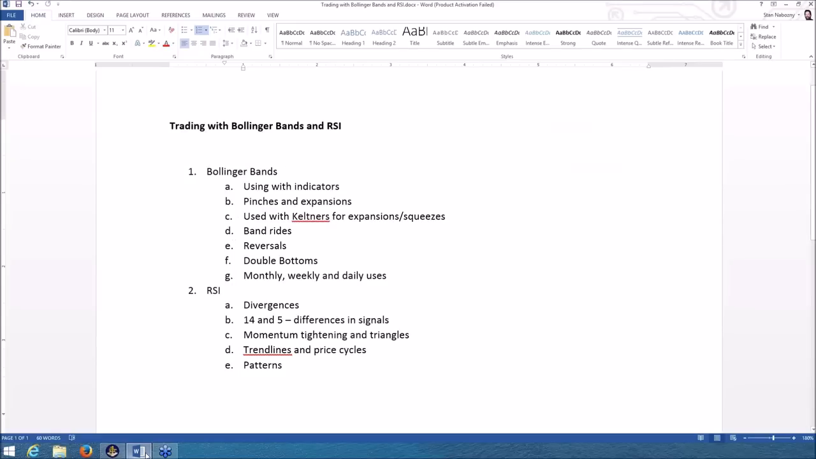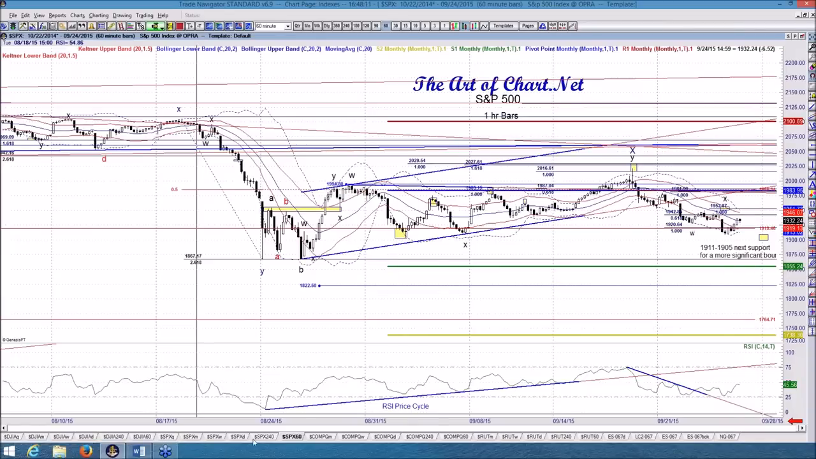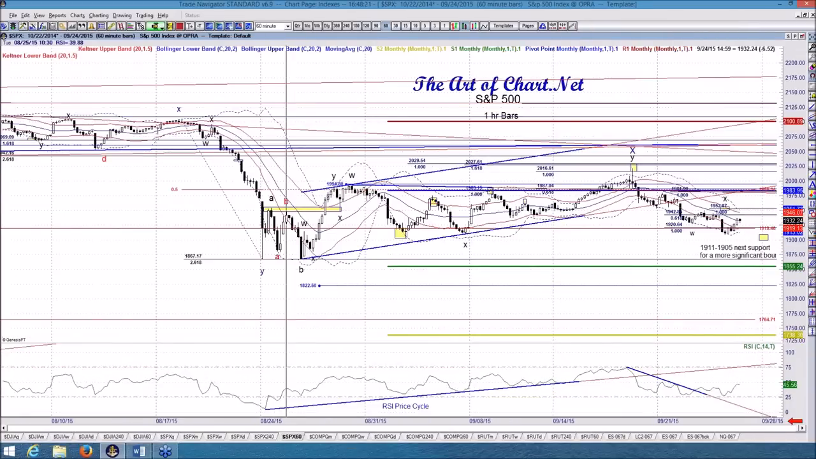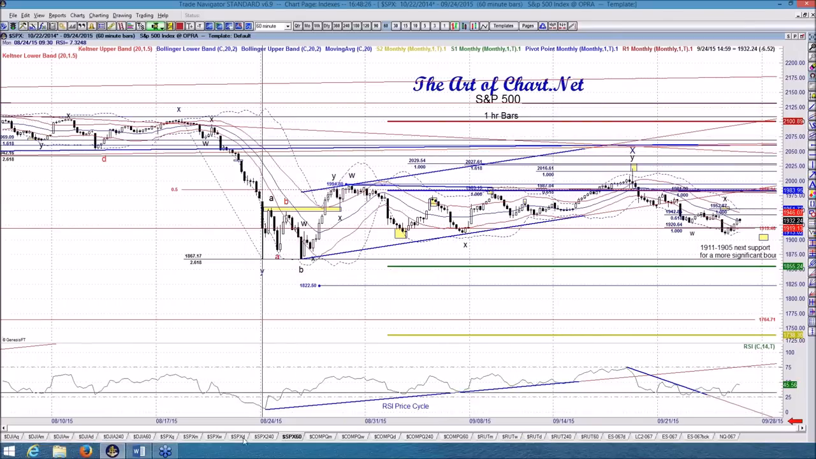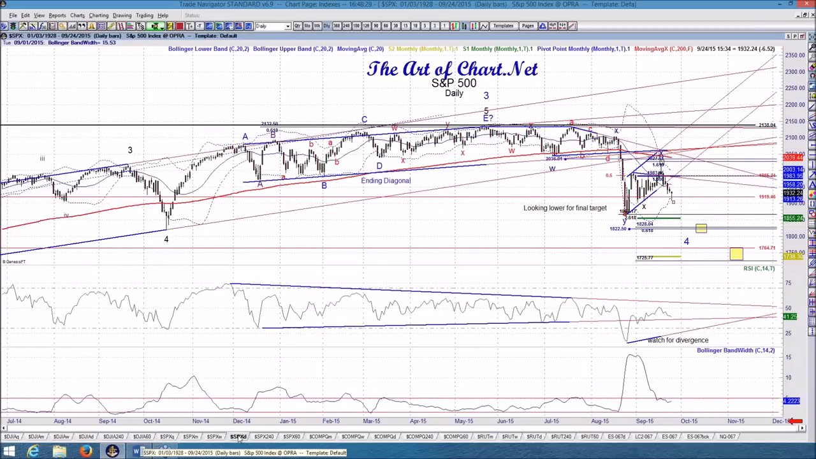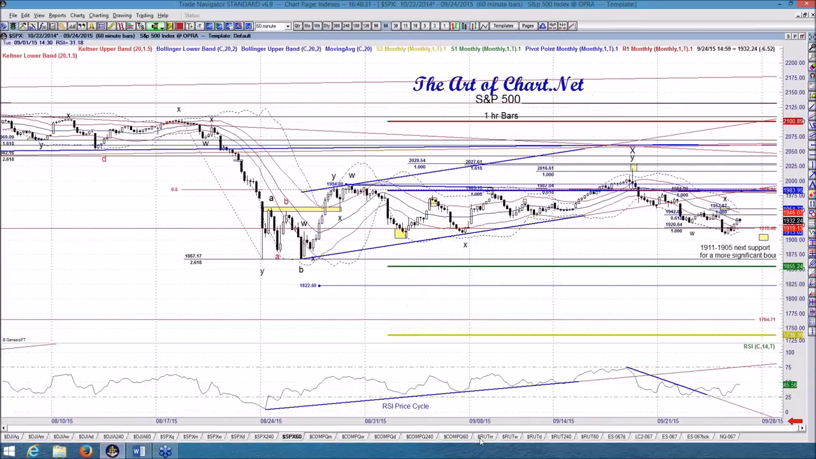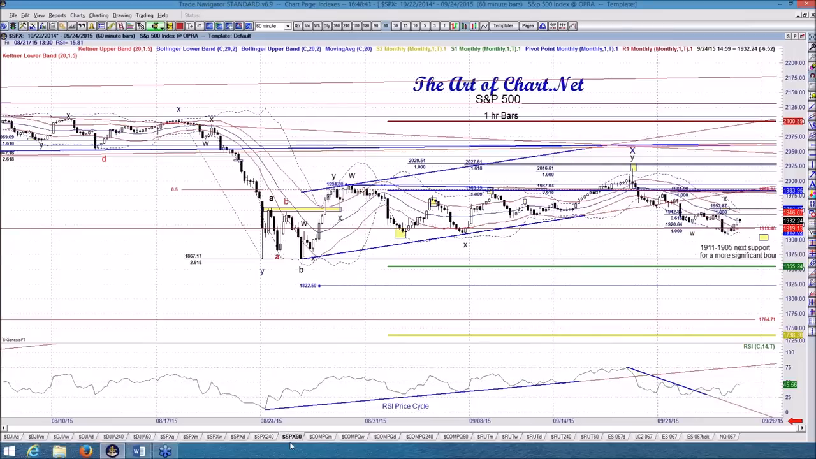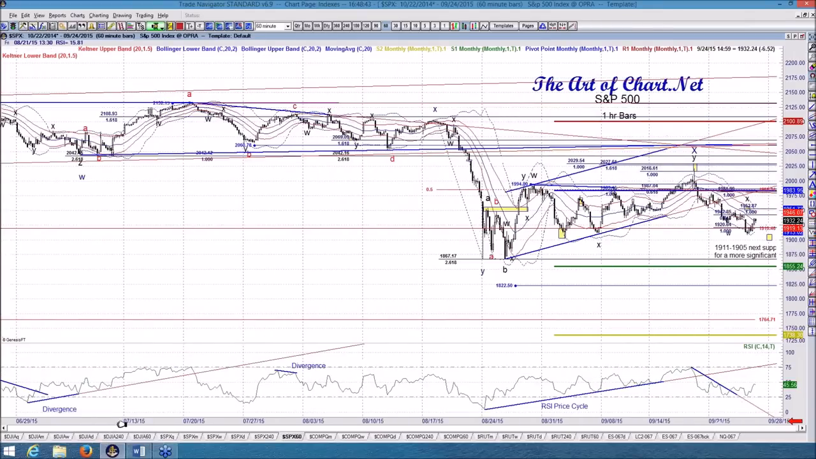Jack, did you want to do divergences? I'll add to what Jack said about divergences. Divergences are very, very useful. Let's look at a couple of divergences. I'll tell you what, let's just look at the S&P. It's probably the easiest one. The classic divergence, let me see if I can find one on a daily basis. Yeah, I'm fresh out of divergences. How about that? I've got a load. Yeah, I bet you do.